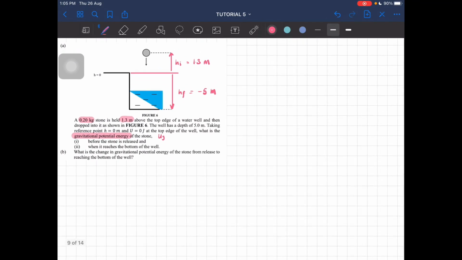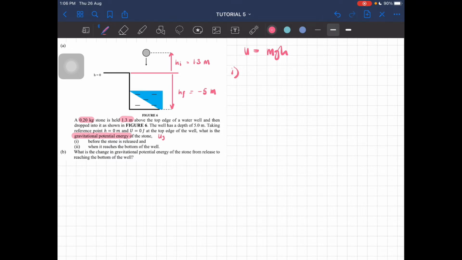The formula is just basically U equal to mgh. The only trick here is the h value, whether you should put negative or positive. Okay, so that is the only trick for this question, I mean, when it involves the gravitational potential energy. Okay, right, so let's do Roman 1.